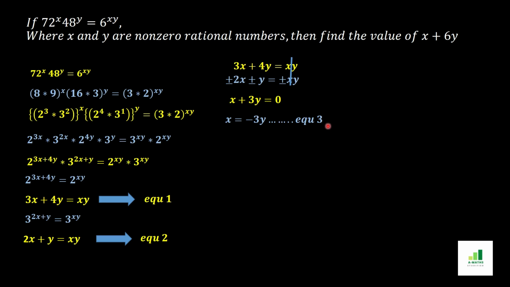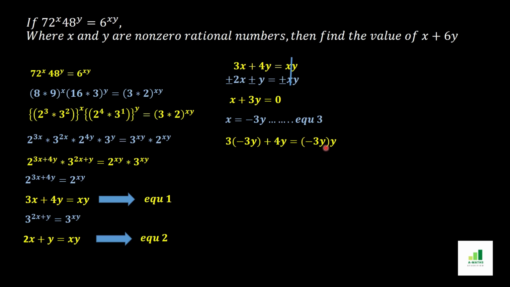Now I will replace the value of x with minus 3y inside equation number 1. After replacing the value of x with minus 3y, I will get 3 into minus 3y, plus 4y is the same as before, and here I also replace the value of x with minus 3y, and into y, same as before.